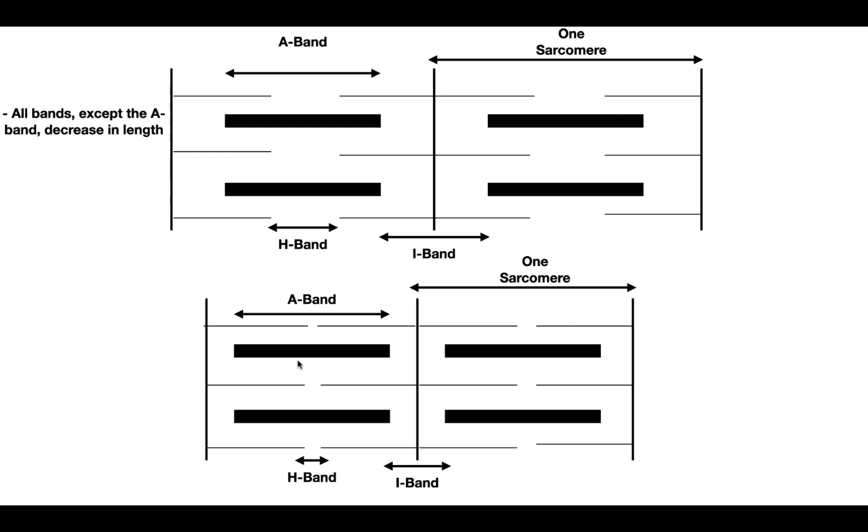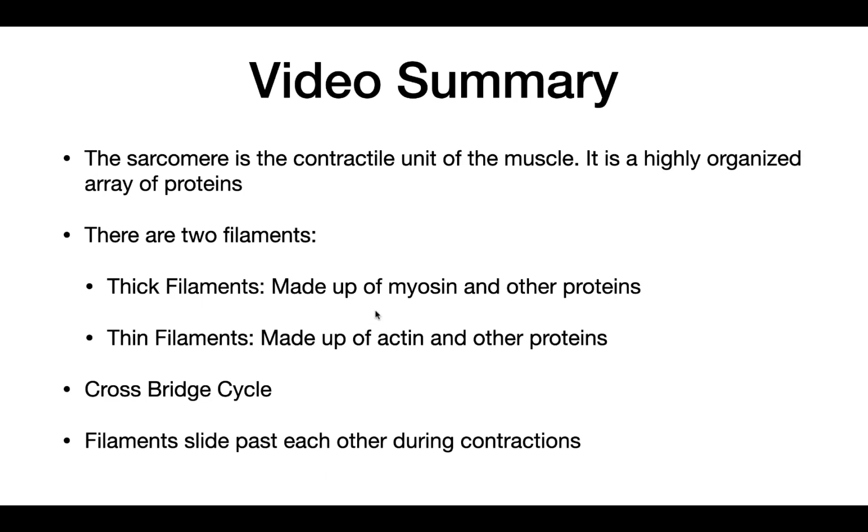So remember that during a contraction, all bands except the A band decrease in length. And even the sarcomeres decrease in length. And this shortening is what's going to produce the contraction that we see in our muscles when we move them.